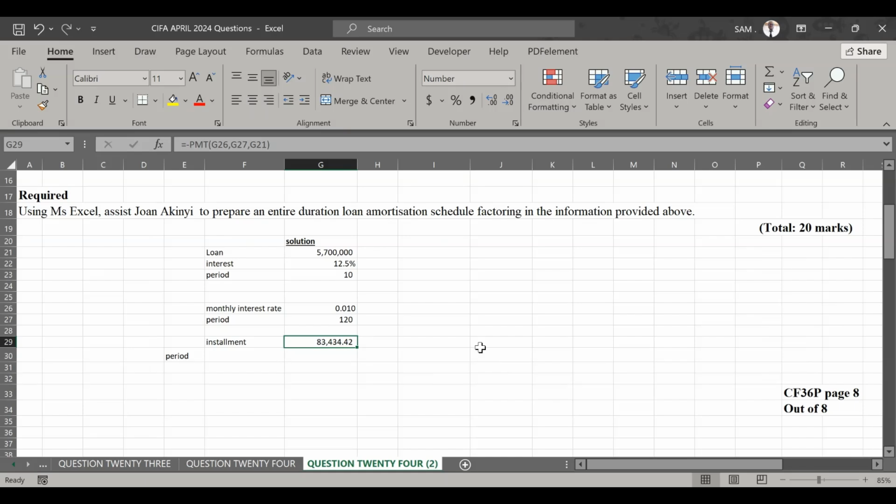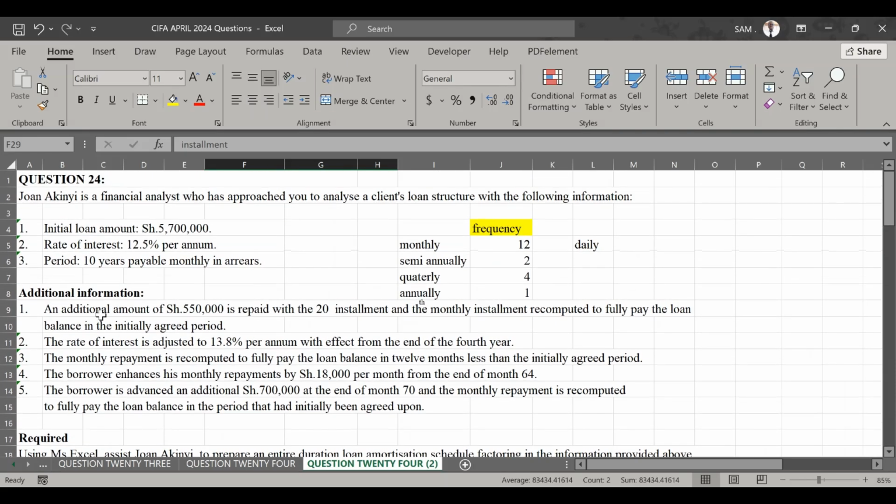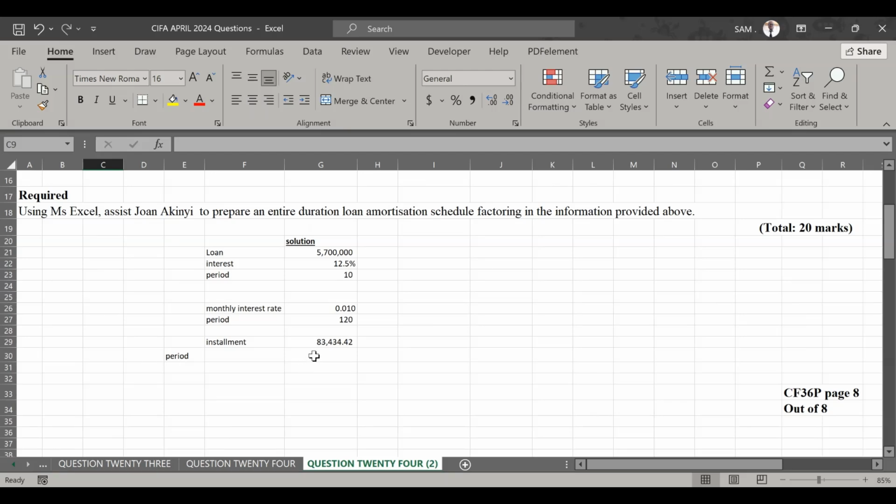Good. Now, usually this is the case. This is how we compute the installments. But in this question here, there is something that is twisted a bit. What is it? This will not be constant throughout the period. The installments to be repaid, there is an enhancement, there is an additional amount that will be added on top of the 83 for 34.